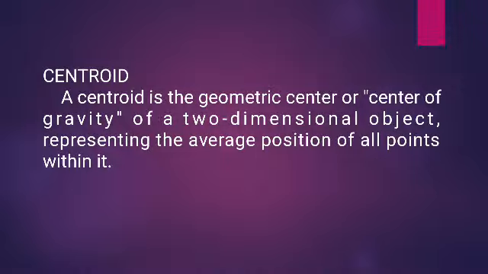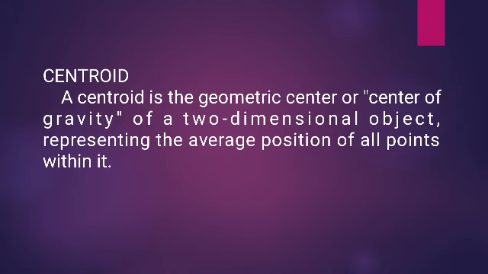Centroid is the geometric center or center of gravity of a two-dimensional object, representing the average position of all points within it. Do you understand? Centroid is nothing but locating the point as the center for an object both in the x-axis as well as the y-axis. It is represented by capital G. If we consider one object, we have to locate the centroid point G by considering the object in both the x-axis as well as the y-axis.